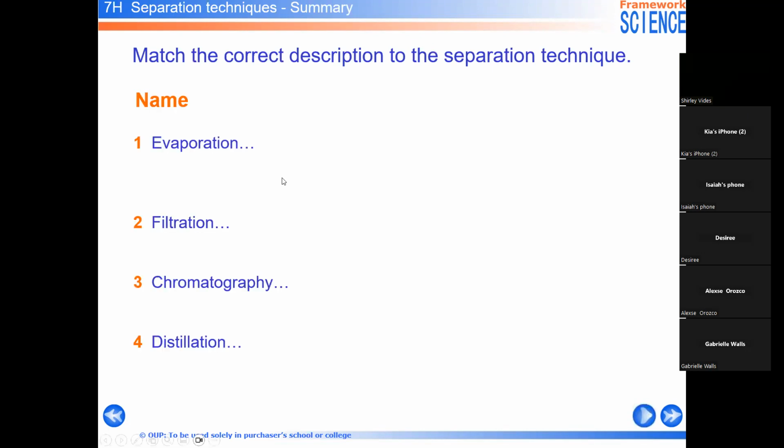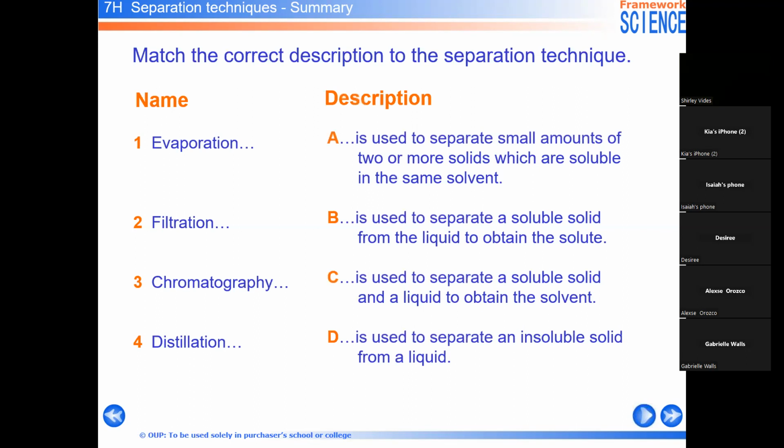All right, let's keep going. Now we have a matching activity, and I want you to put in the chat how you would match it. 1A, 2B, whatever. Just put it there, how you would match it based on what you know now. And then I'll give you the answers. Go ahead and write it in the chat.